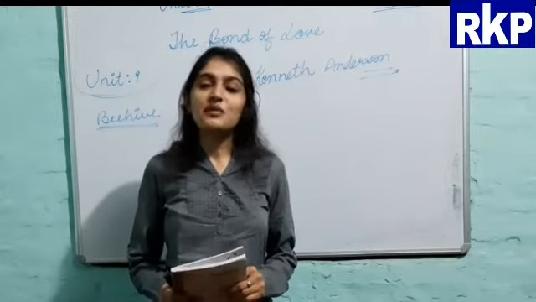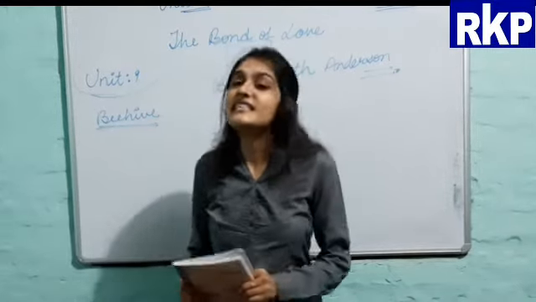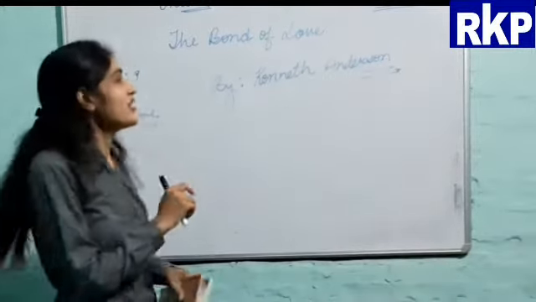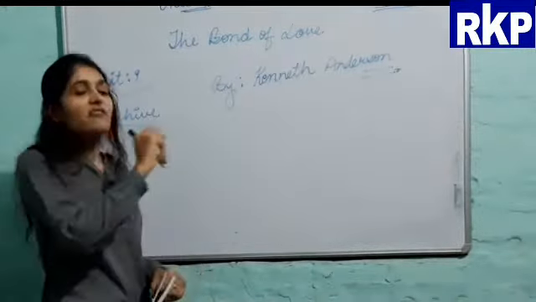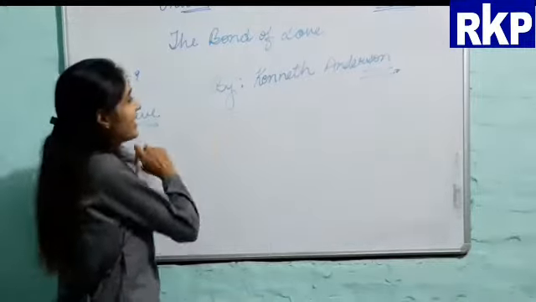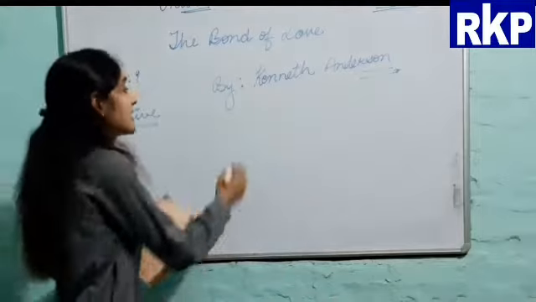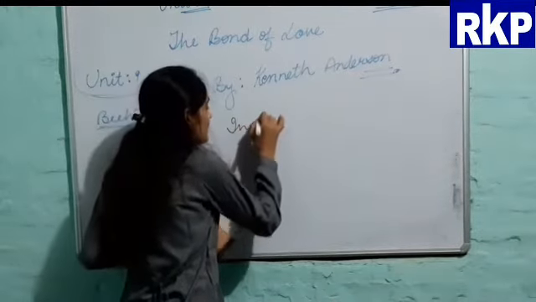Today we will be studying unit 9 of our Beehive book. The name of our unit is The Bond of Love, and it is written by Kenneth Anderson. Kenneth Anderson is an Indian born writer.